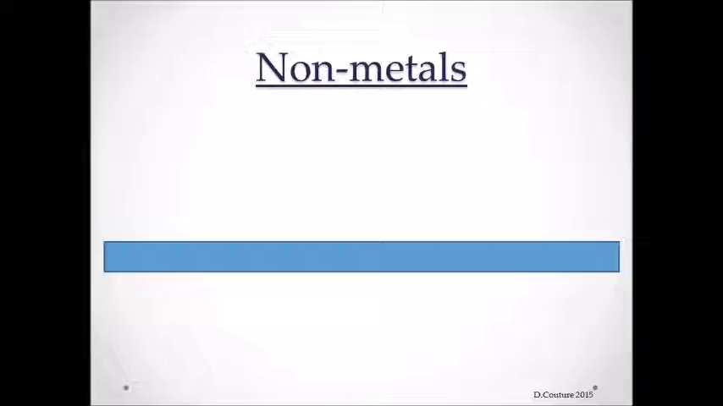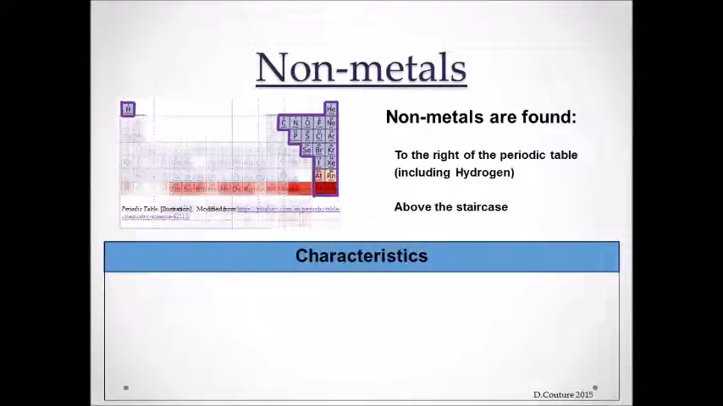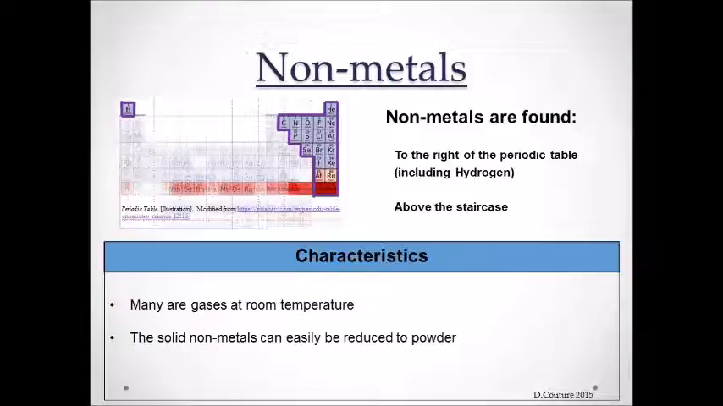So to go over nonmetals, they're basically found to the right of the periodic table, and they include hydrogen. It's what's called above the staircase or above the metalloids. Their characteristics are pretty much the opposite of metals. Many are gases at room temperature. If they are solid, they can easily be reduced to powder, and they are very poor conductors of heat and electricity.